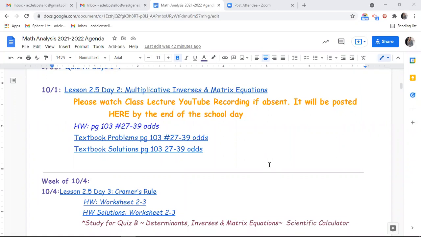All right, so we're going to do multiplicative inverses and matrix equations. If you notice from your agenda, you have another quiz next Tuesday, and that's going to cover your determinants, multiplicative inverses, and your matrix equations. But these today really work very similar. So I'm going to jump in, and this is your second day of section 2.5.